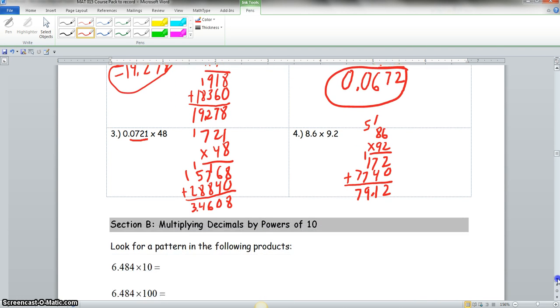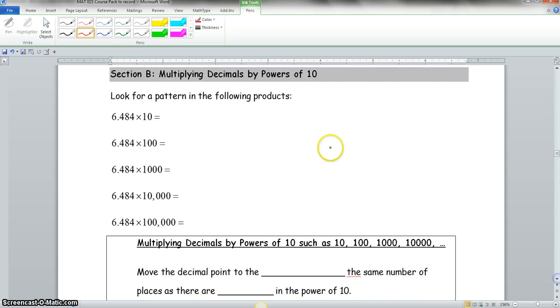Now, we could scroll down to our next problem. It says multiplying decimals by powers of 10. It says look for a pattern in the following products. Now, instead of going through the pattern, I just want to talk you all through this. What we have here is 6.484 times 10. We're doing the powers of 10. Now, powers of 10 are 10, 100, 1,000, 10,000, and so on. It's not 10, 20, 30, 40. So when you have that, like here we got 10, 100, 1,000, 10,000, 100,000, and we know we'll go to the millions.